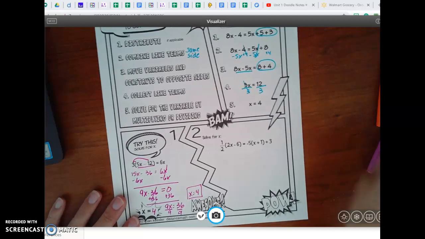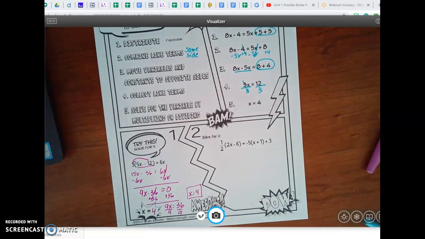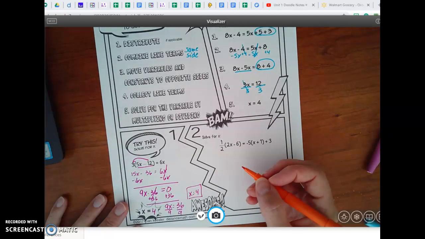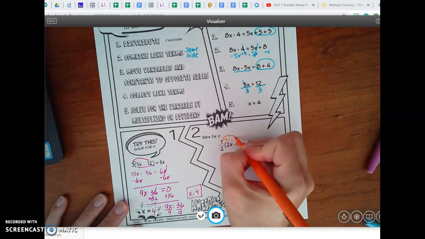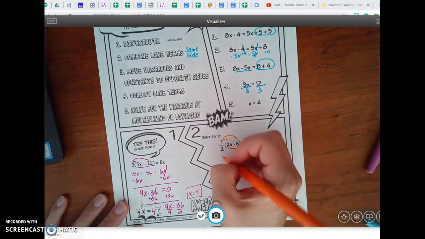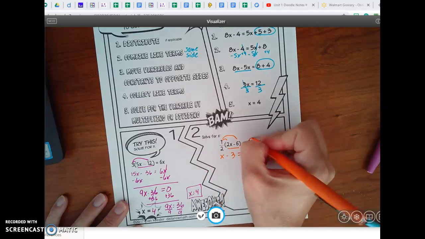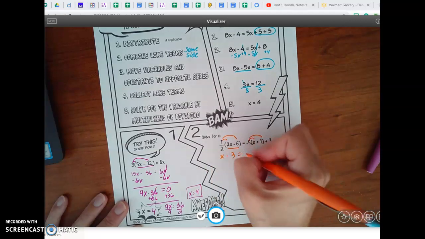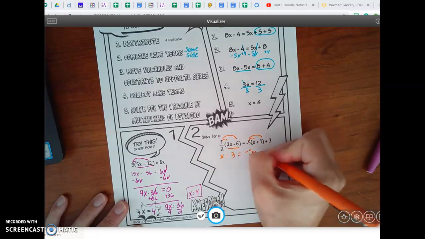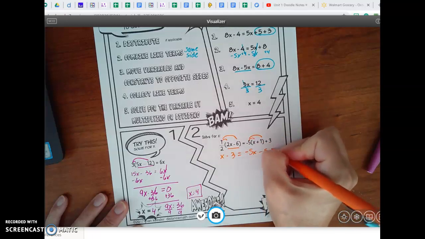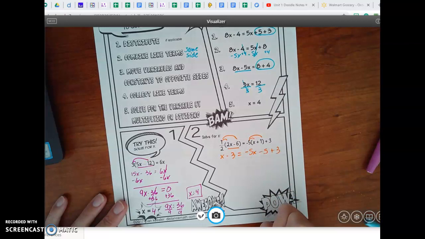All right, so for the next one, we have some additional parentheses we need to deal with here. So I am going to multiply 1/2 times everything inside, which gives me x minus 3. Then I'm going to multiply negative 5 times everything inside, which is negative 5x minus 5. And then again, I just bring down the positive 3.